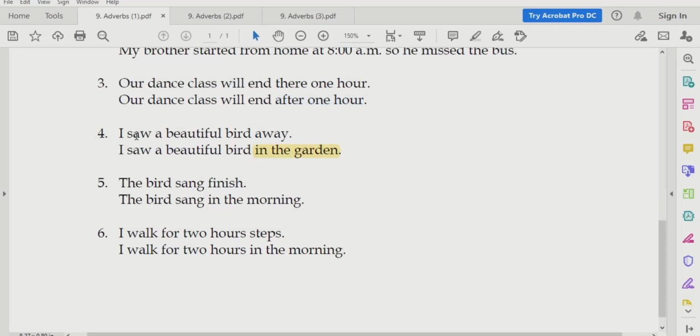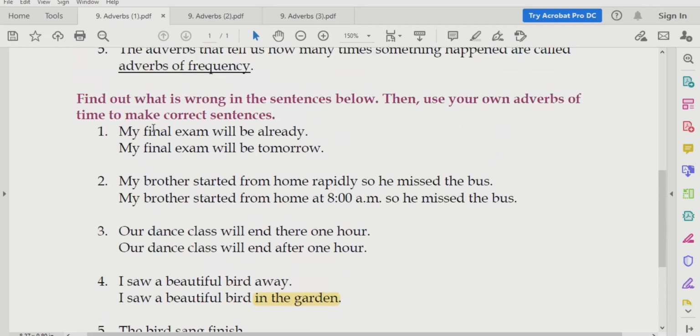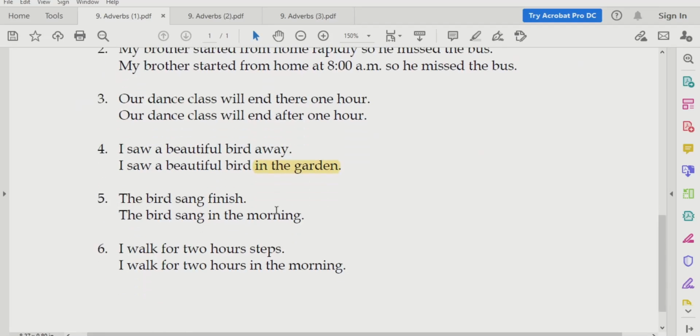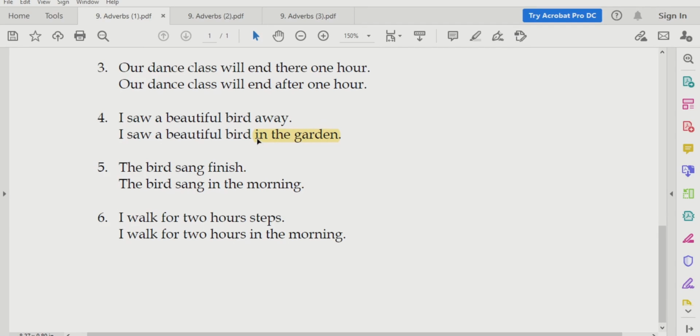Next one, I saw a beautiful bird away. In this sentence also you can automatically see that the word away is wrong. And dear students, you can see in the answer I have highlighted over here also. Why? Because this is also a mistake. We have to insert adverbs of time. As you can see, in the garden becomes a place. So I'm sorry for the mistake. It was not noticed earlier, so I'm highlighting it over here. I saw a beautiful bird yesterday, in the morning, in the evening, at night. You can use any adverb of time over here.